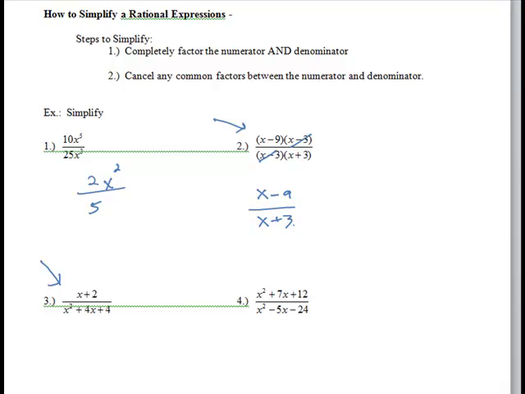Students will have a tendency to try and cancel out the x's at this point and maybe reduce the negative 9 over 3, where we were able to do that in example 1 when it was only one term. But since we're working with more than one term, every single term in the numerator and denominator would have to have that common factor, which of course is not the case. So at this point, we are completely simplified.